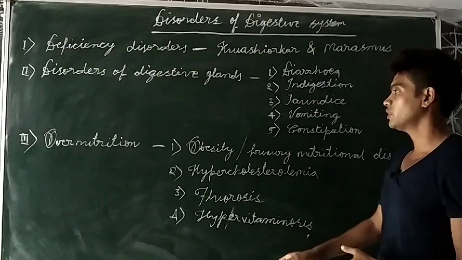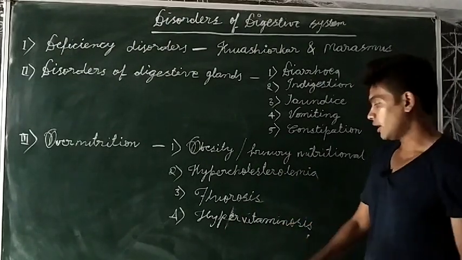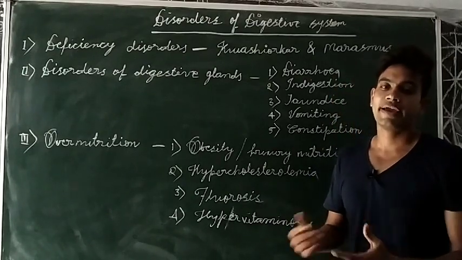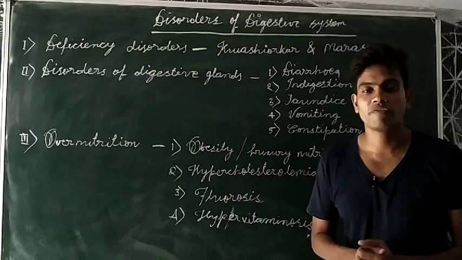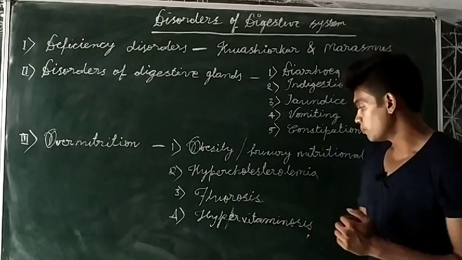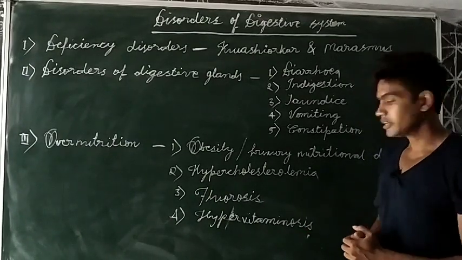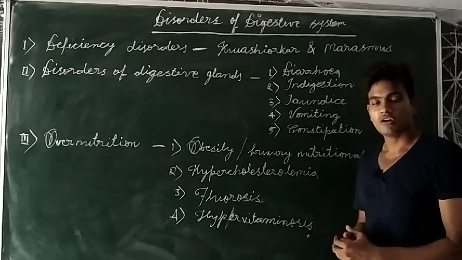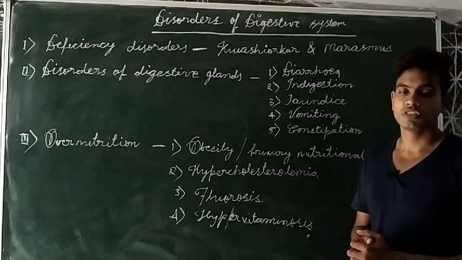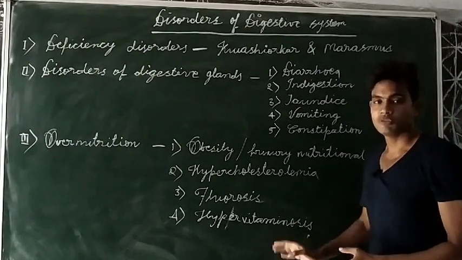Now, the last one in this category is hypervitaminosis. Now, hypervitaminosis is a condition when our body has excess of fat soluble vitamins, which are vitamins A, D, E and K. Now, more amount or excess amount of vitamins A, D, E and K leads to abnormal deposition of calcium in the bones and the body, which causes many problems, which causes damage to the liver. So this condition is called hypervitaminosis.